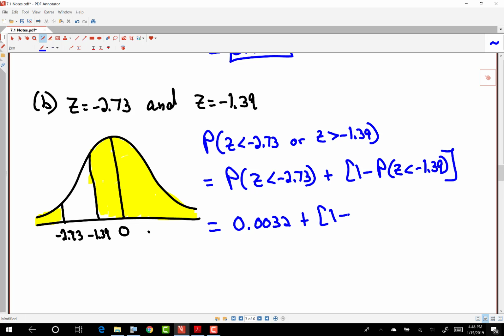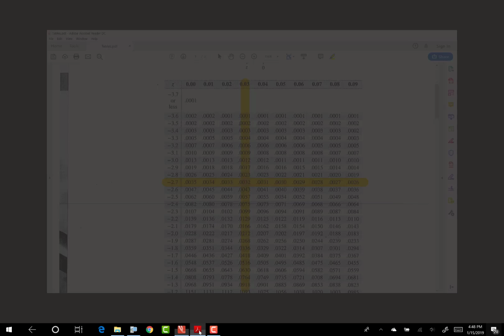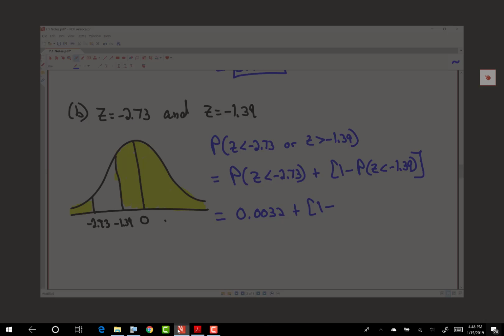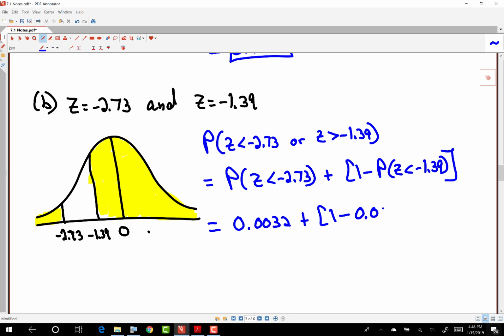Plus 1 minus, now we're going to look at to the left of negative 1.39. So negative 1.3 is right here. And then 0.09 would be the last column right here. And so that's 0.0823. And so if you do that arithmetic, you should end up with 0.9209. And so that's the area that's shaded in this picture.